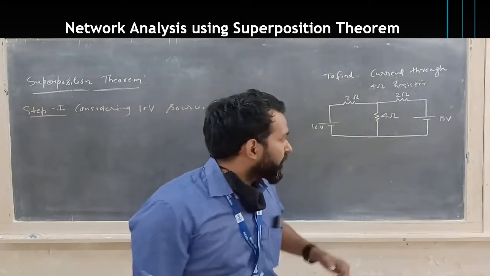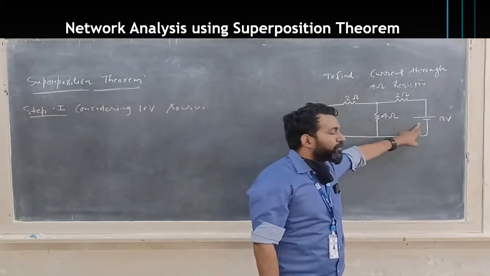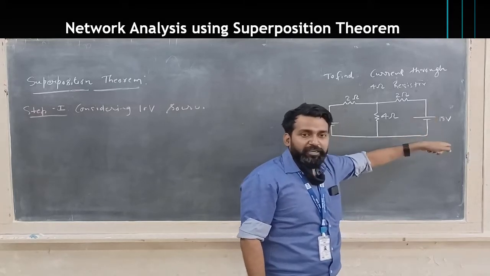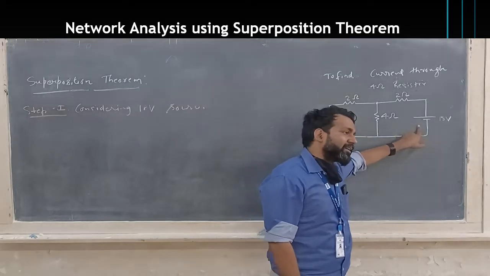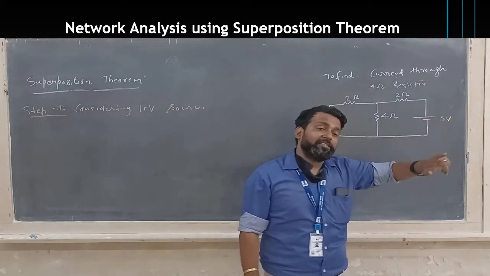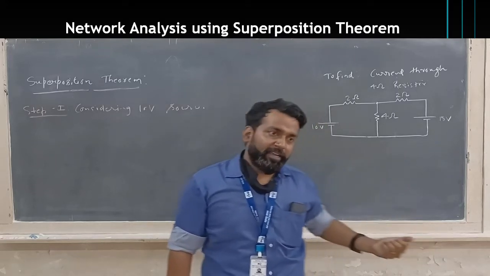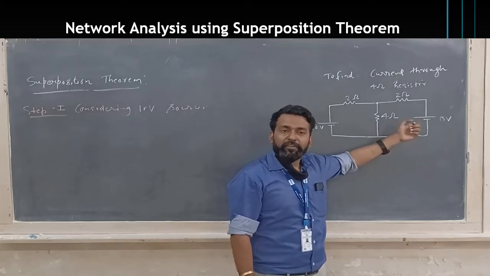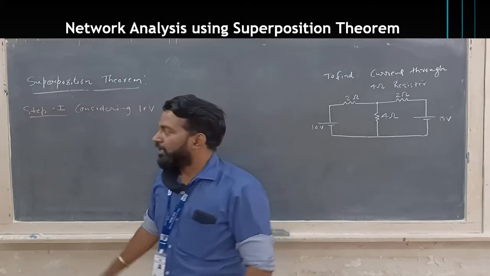Now in your case, if you are considering 10 volt as the source for the analysis, then there is a 50 volt voltage source which you have to replace by a short circuit. Yes or no? Yes. You have to replace any voltage source within the circuit with a short circuit, and if there is any current source, you have to replace it by an open circuit. In our case, we have one voltage source to be replaced, so I have to replace it by a short circuit. Is this clear to all of you? Yes. I'll redraw the circuit.